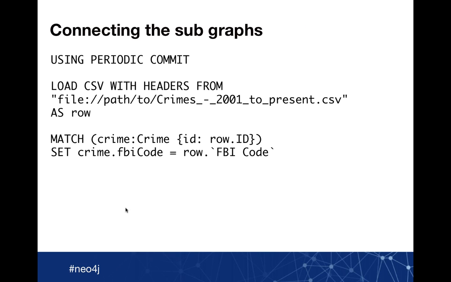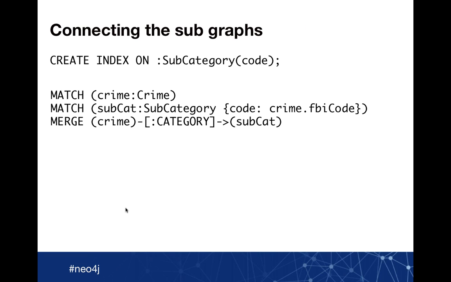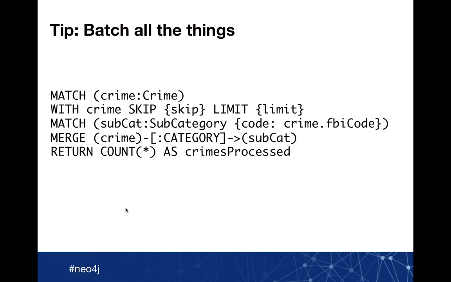One thing I had to do, but I think I've already done this as part of the initial load, is we had to go back and put on the FBI code. Another thing to keep in mind, always when you're doing these sort of bigger update operations, is make sure you've got indexes on the things that you're trying to match and merge on. Otherwise it will take a lot longer than you expect.